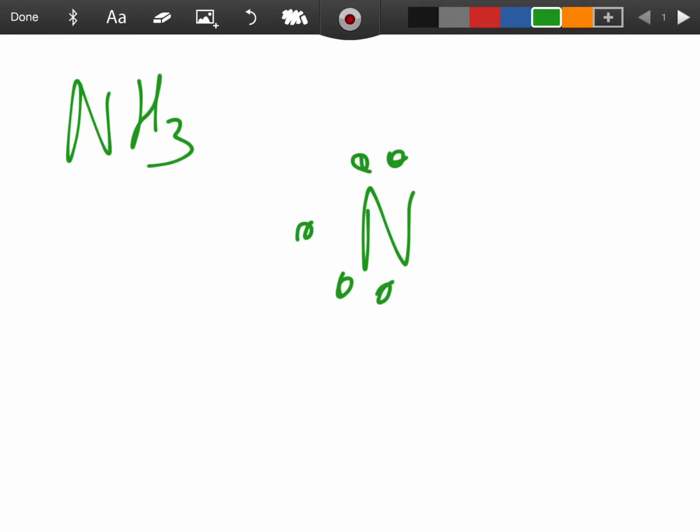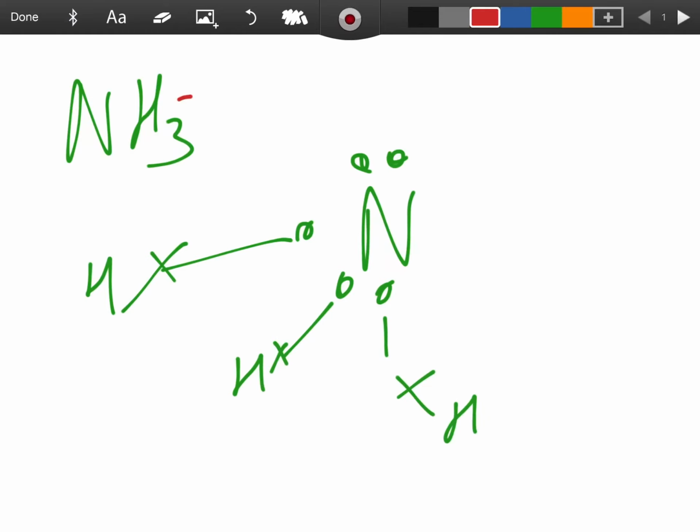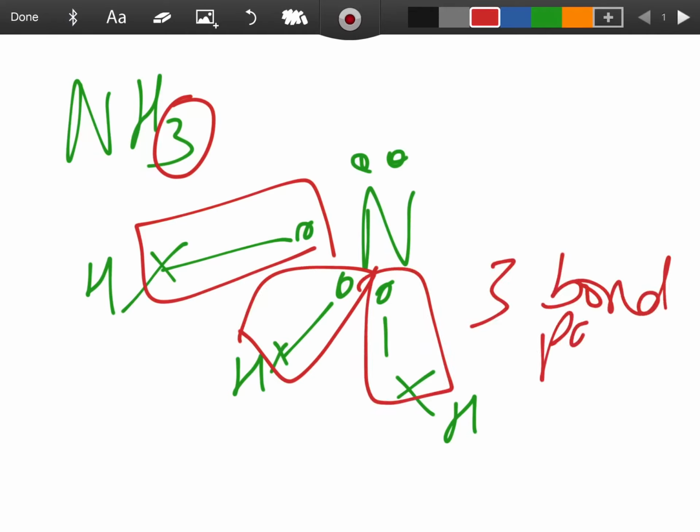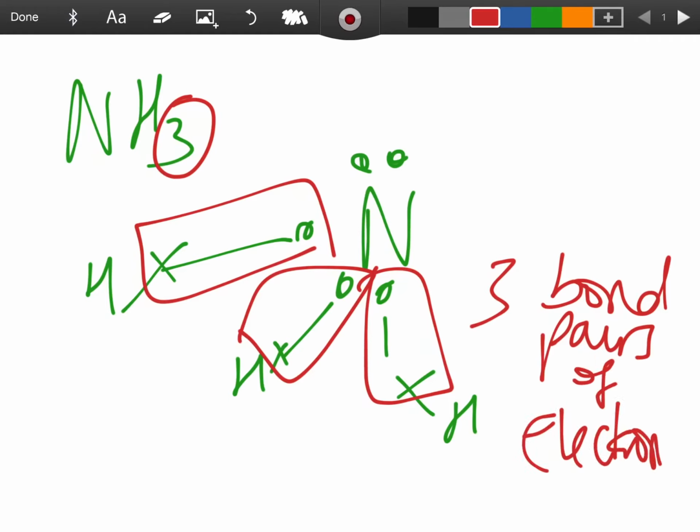The next one they do then is ammonia, NH3. Nitrogen is in group 5, so 1, 2, 3, 4, 5. And you're going to bond that then to 3 hydrogens. Remember, I know it's 3 hydrogens because of the number 3 there. Now, this is a different sort of a one now. I have 1, 2, 3 bond pairs of electrons, okay? 3 bond pairs of electrons.